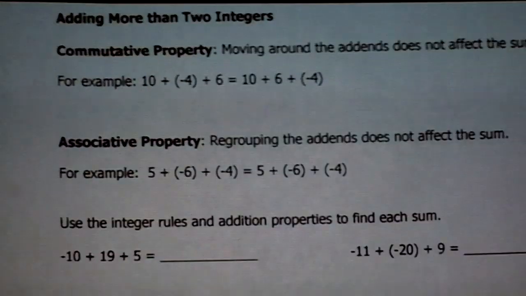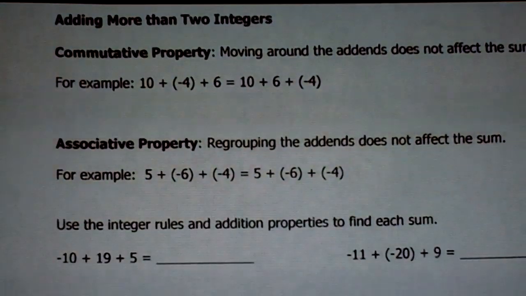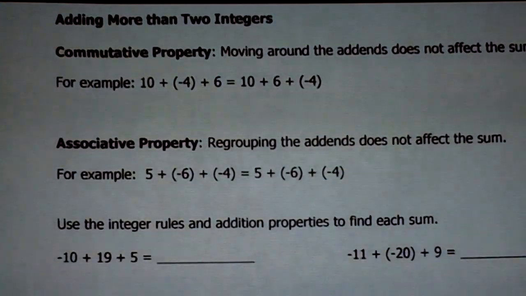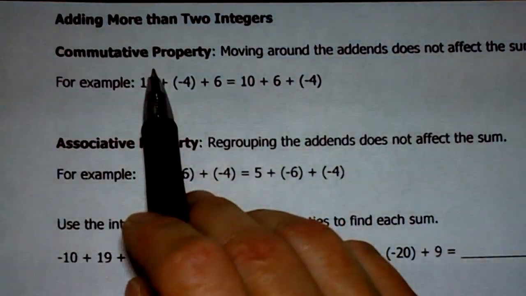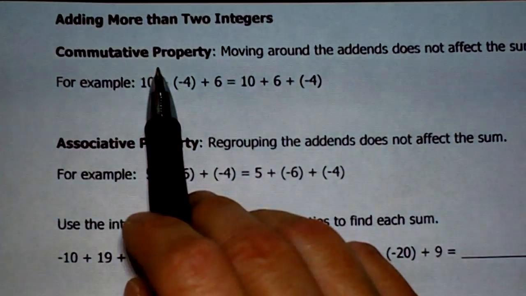All right, one more little part, and this is some fun little properties that help make adding easier for you. And who doesn't want math to be easier? I mean, everybody, right? So, first property is called the commutative property.